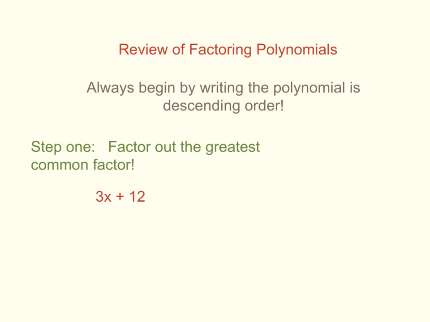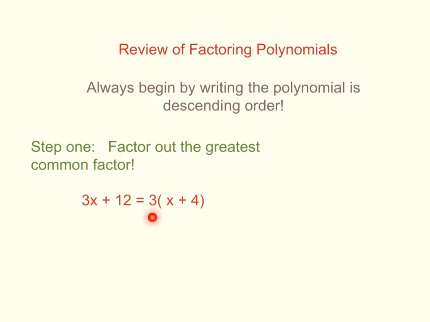So here's an example. For the polynomial 3x plus 12, note it's in descending order, x to the first in the first term, and x to the 0, which we don't write, in the second term. So to accomplish step 1, if it's possible, we want to look for the greatest factor that is common to both the term 3x, right here, and 12 here. And so, probably obvious on this example that that would be 3.